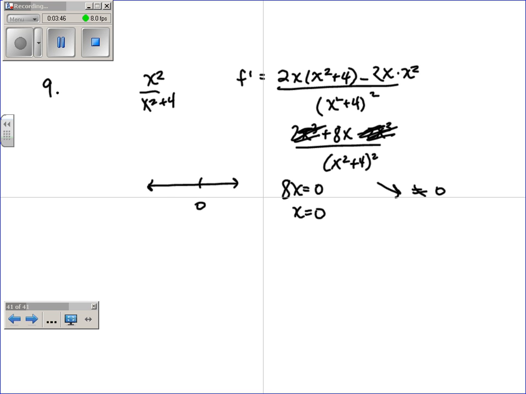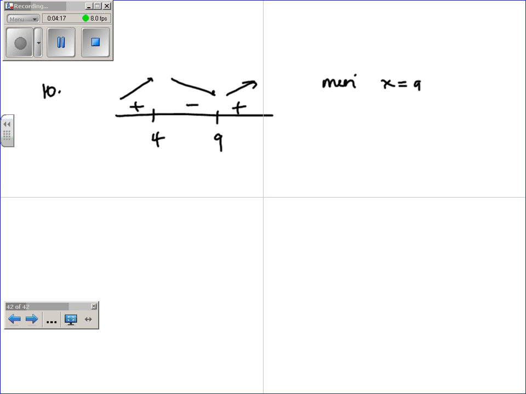So you put 0 on the number line, f prime, plug in a negative number. Well, this is always positive. So if you plug in a negative number, you have negative and then positive. So decreasing, increasing. So the answer is increasing on A from 0 to infinity. Number 10. If I make a number line to illustrate this, we have 4 and 9. Positive, negative, positive. So increasing, decreasing, increasing. There's a minimum at x equals 9 and a max at x equals 4.